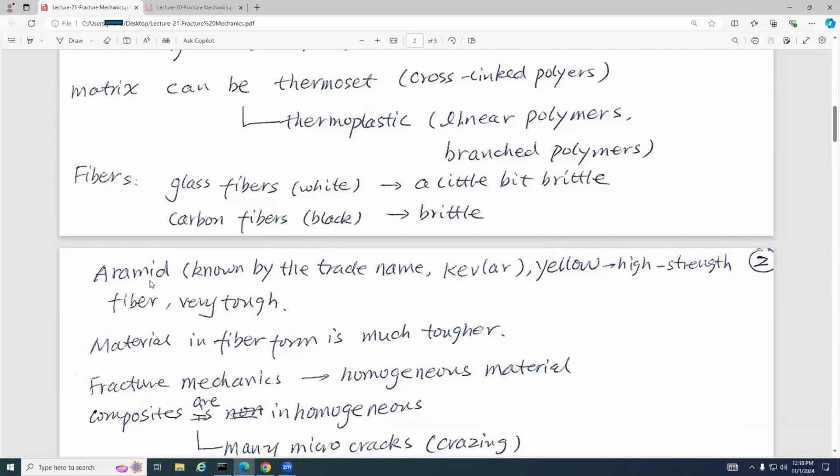So we can see that after we build the fibers, the material in fiber form is much tougher. Can somebody tell me why? When you use the same material, however, if you fabricate it in fiber form, why is the fiber much tougher than a bulk material, even though they are the same? Can somebody tell me?